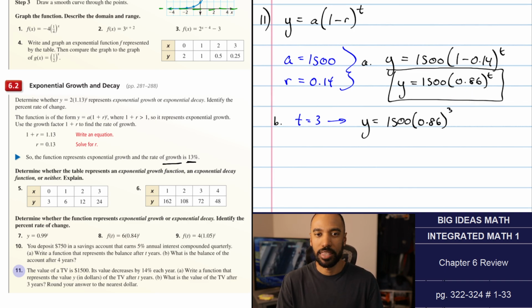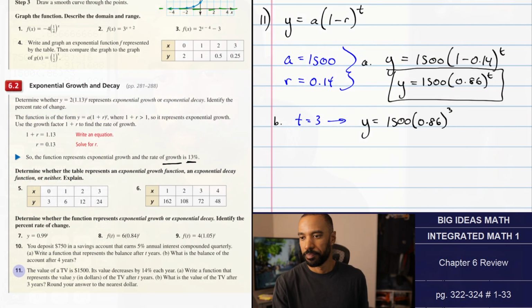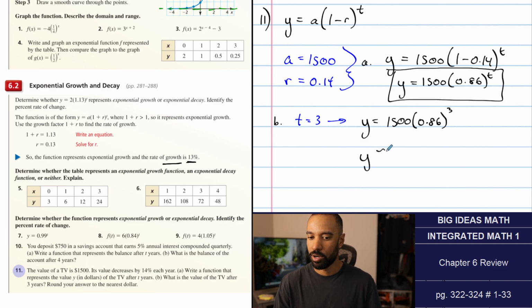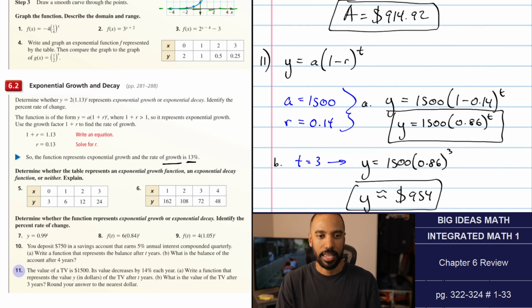So when we multiply this one here, or input it in the calculator, we're going to get a number less than 1,500. I don't know exactly how much. I'm going to venture a guess around $800. I don't know. 1,500 times 0.86 to the third power: 954.084. They said to the nearest dollar, so around $954. So y is about 954, like so. Okay. And that is section 6.2.